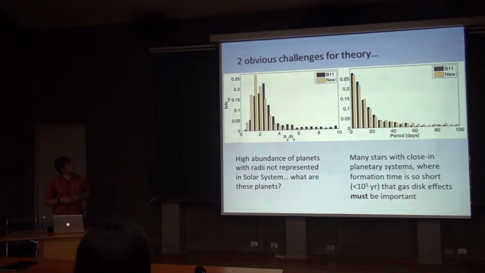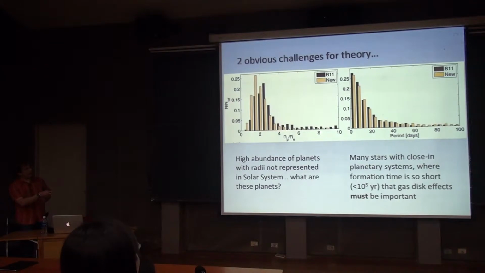So this, of course, poses two obvious challenges for theory. One is that here's a histogram of the distribution of planetary radii. Obviously, this is incomplete at small planetary radii just due to observational effects. But we have a very high abundance of planets that have radii that are not represented in the solar system at all. In the solar system, we've got nothing between the radius of the Earth and the radius of Neptune. In these Kepler planetary systems, there are many systems which have radii maybe twice the radius of the Earth. So what are those?